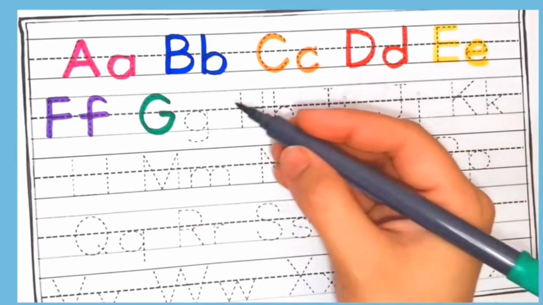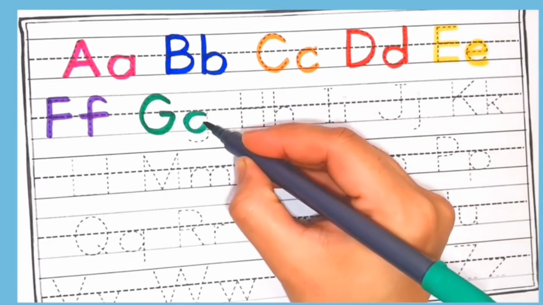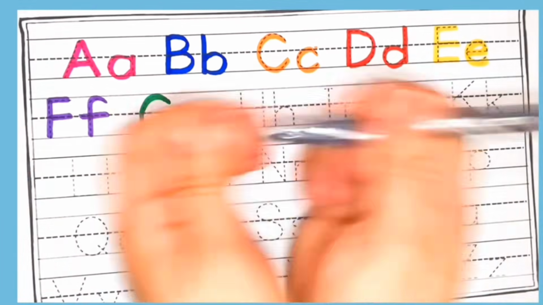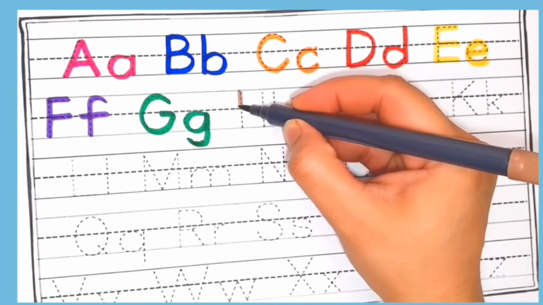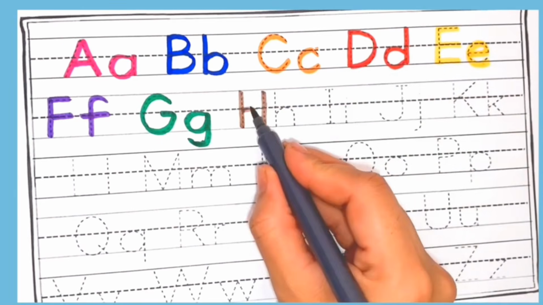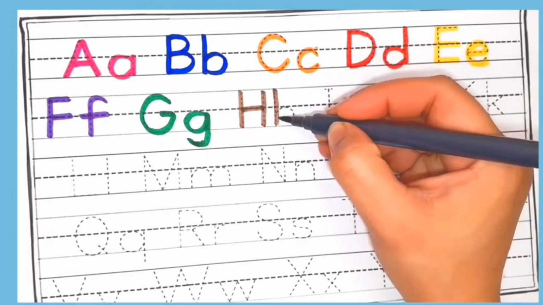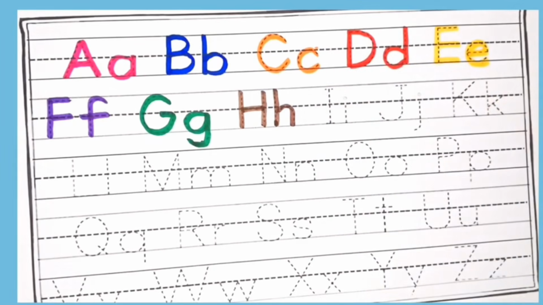Capital G, small g, G for goat. Capital H, small H for hat.